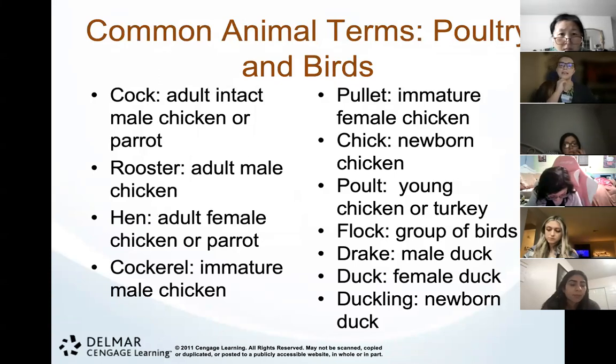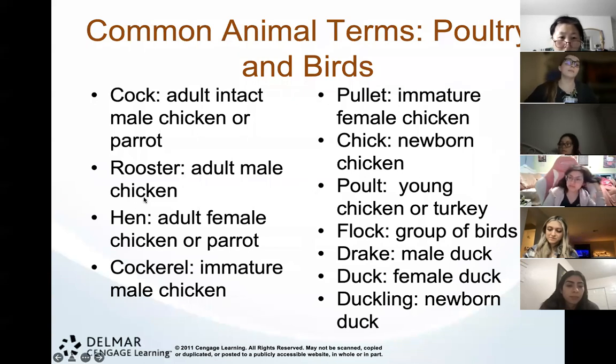Then getting into our poultry and birds. So that's our avian friends and the poultry, which is considered to be with our ducks, chickens, and turkeys. So a cock or a rooster is the term that we're going to use for an adult intact male chicken or parrot. Now, we commonly know the term rooster, but that's really only when we're talking about chickens. When we're talking about avians, so just birds in general, we usually use the term cock for the adult males that are intact. Hen is what we're going to call the adult female chickens or parrots.